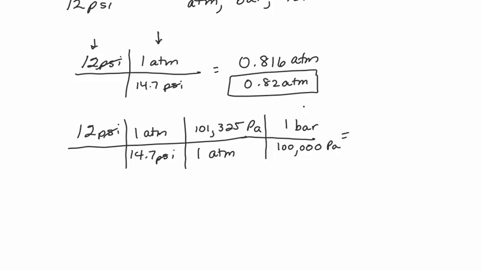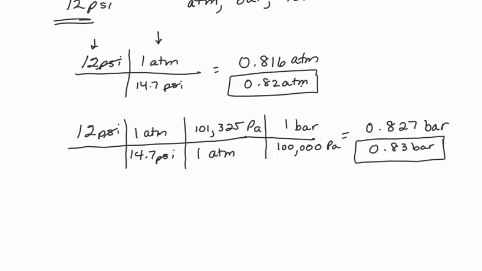And I get 0.827 bar. Now, because I only started with 2 significant digits in my measured quantity, I can only report 2 significant digits, so I would report 0.83 bar. Notice how bars and atmospheres are very similar, but they are definitely different. So now I'm going to convert this into Torr. This time I'm going to take my 12 psi, and I will start by converting it to atmospheres, just like I did above.